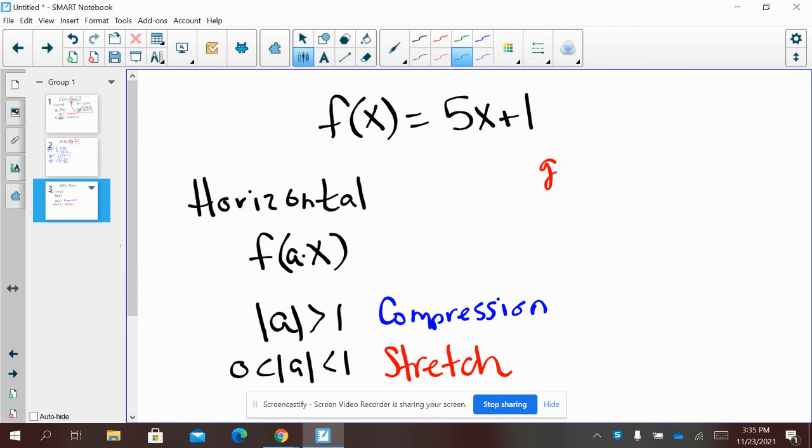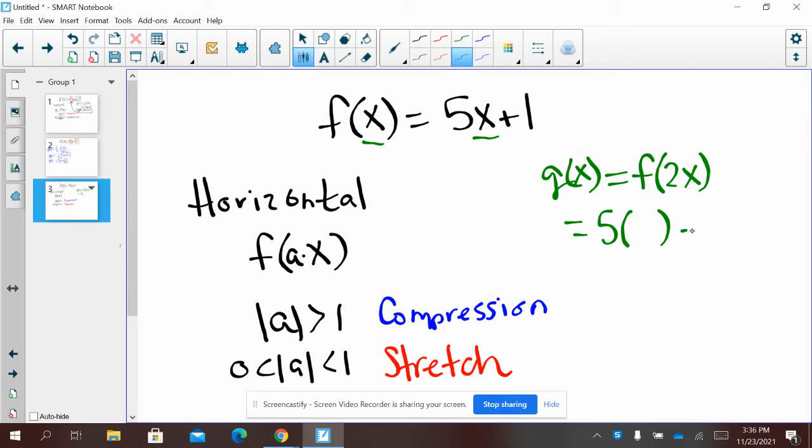Okay, let's look at g of x. Let's say g of x, I wanted green. Let us say that g of x is equal to f of 2x. Okay, so the input is 2x. Before I had an x, f of x, so I had a 5x. But now I have an f of 2x. So my f is 5x plus 1, but instead of the x, I'm now going to insert a 2x.